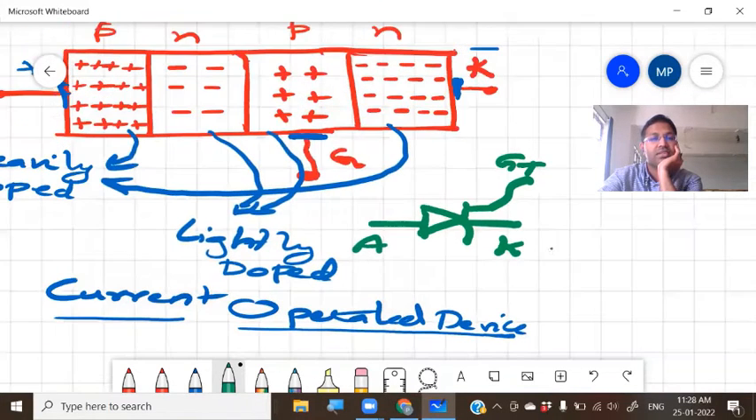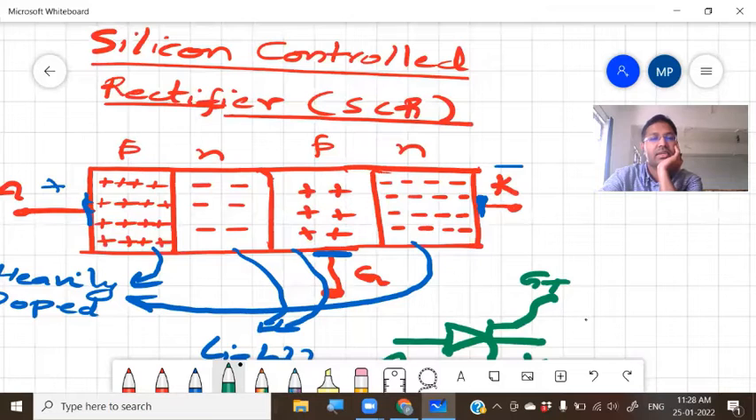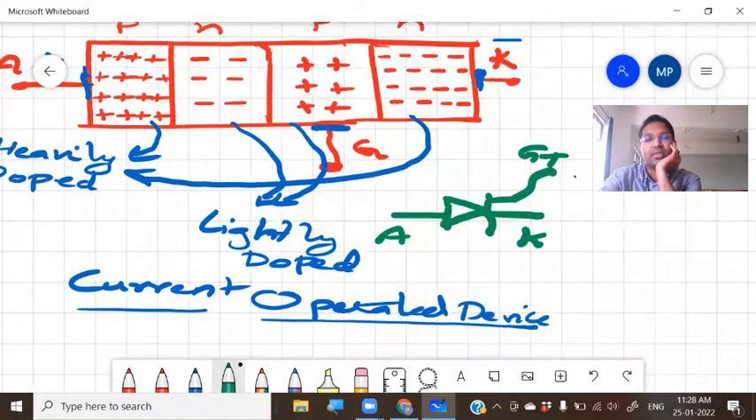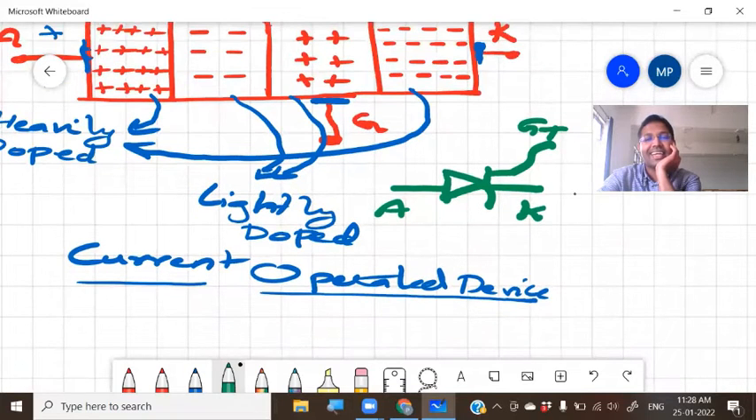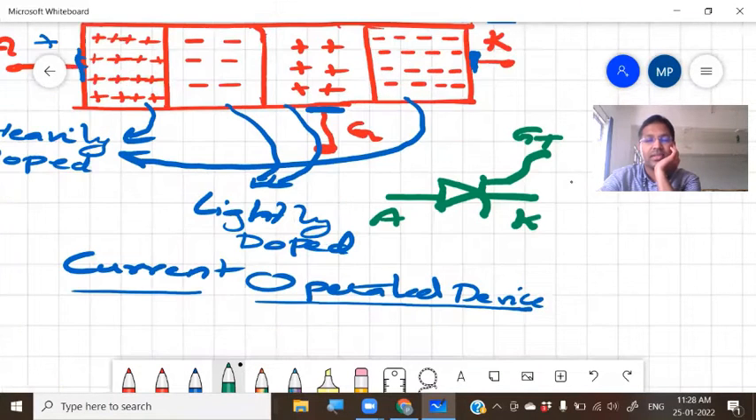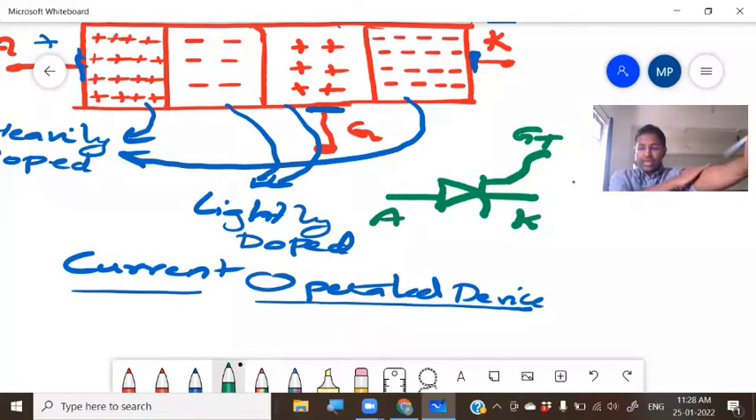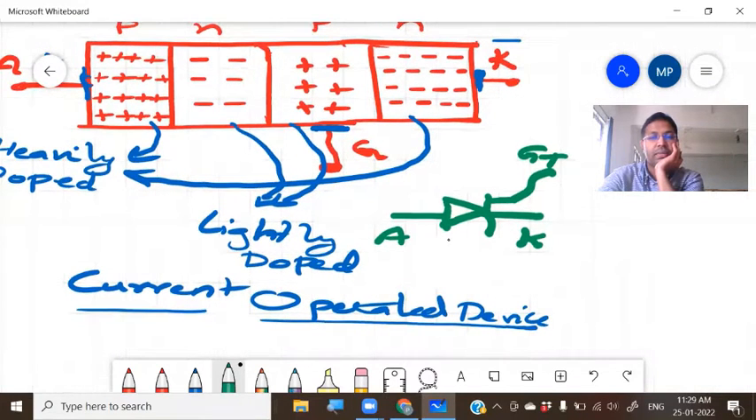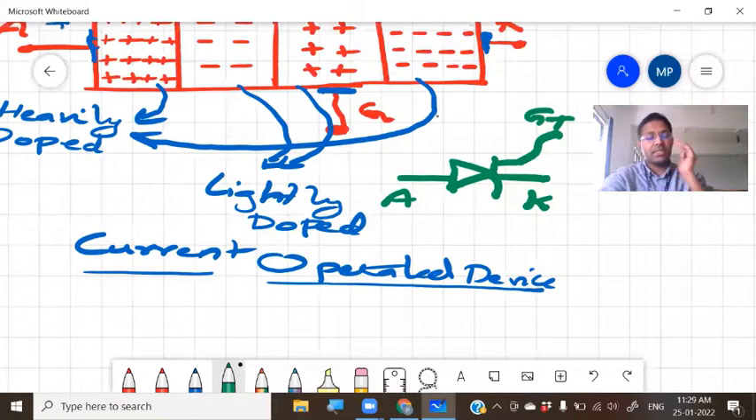So any doubts so far, students? So simple structure. The structure is very simple. Outer two regions heavily doped, middle lightly doped. And because the gate current controls the output current, it is a current operated device, right? What do you mean by current operated device? When the device turns on, you can actually control it by the gate current. So that is why it is a current operated device.